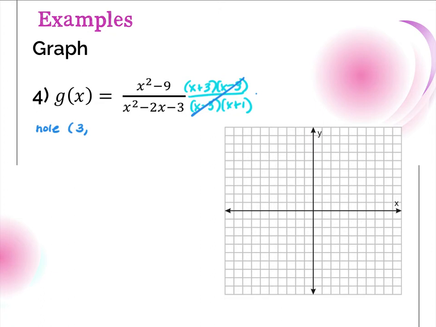So I'm going to plug it into, now this becomes x plus 3 over x plus 1. So I'm plugging it in there. 3 plus 3 over 3 plus 1, and I get 6 over 4, which is 3 over 2. That's where my hole is. So again, you want to plug it in after you cancel out. Otherwise, you always get 0, and that point is gone.